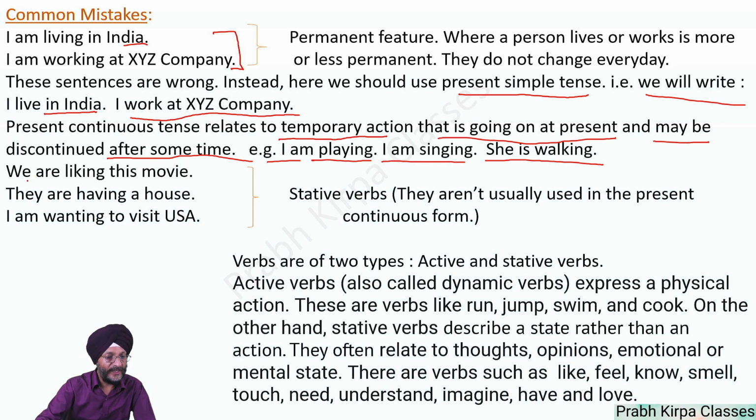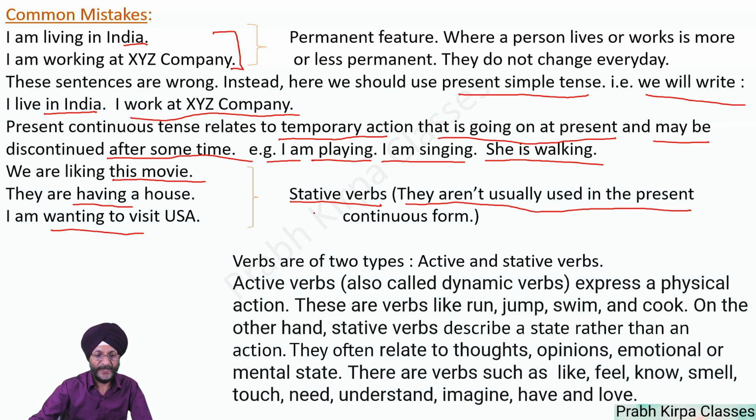Then we again discuss certain mistakes. We are liking this movie. They are having a house. I am wanting to visit USA. In this case, like, have, and want are the stative verbs. They are not usually used in present continuous form. So these sentences are wrong.